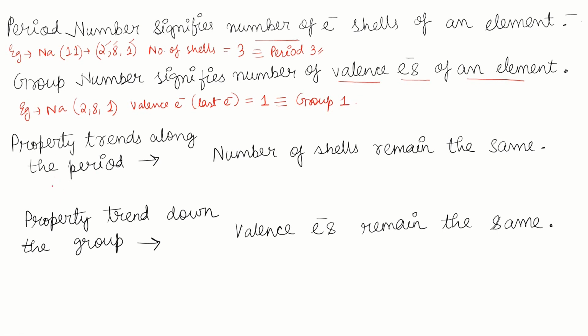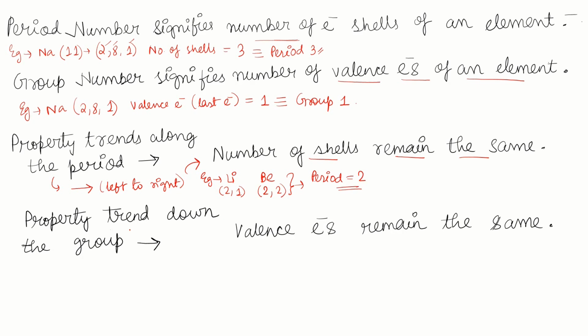Fine. Property trend along the period. See, from left to right along the period, what happens is your number of electron shells remains the same. Fine. For example, lithium and beryllium. Lithium is 2, 1, beryllium is 2, 2. Okay. See, the number of electron shells in both cases is 2. So period is equal to 2.